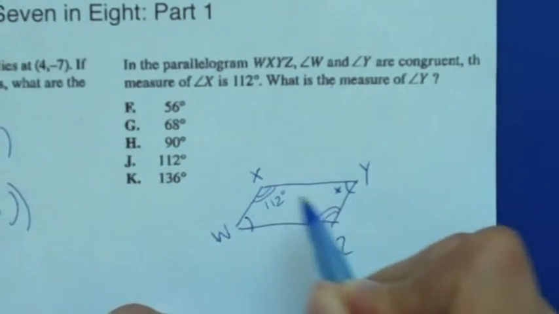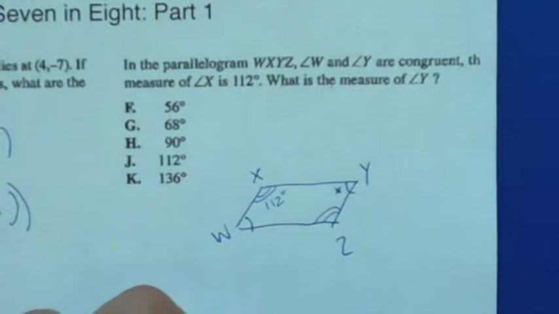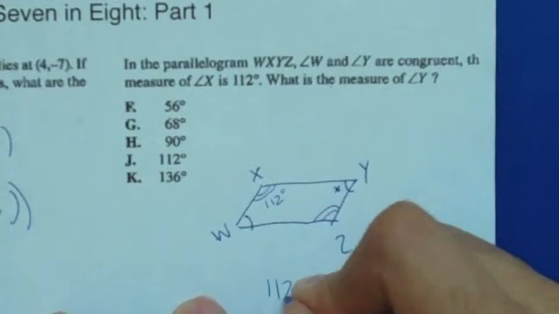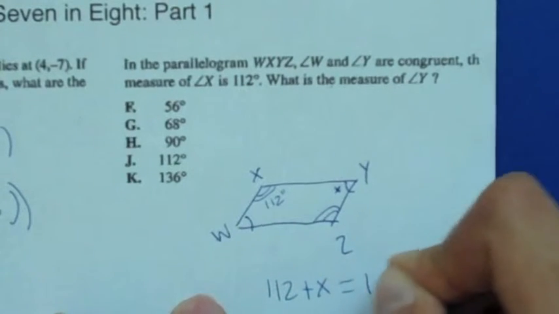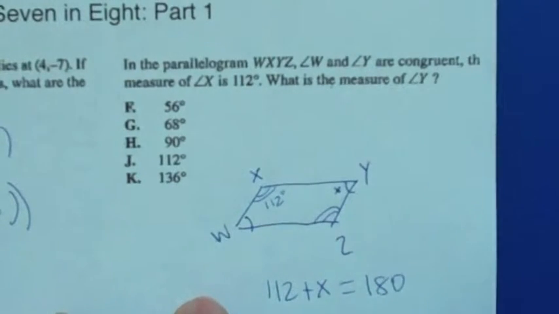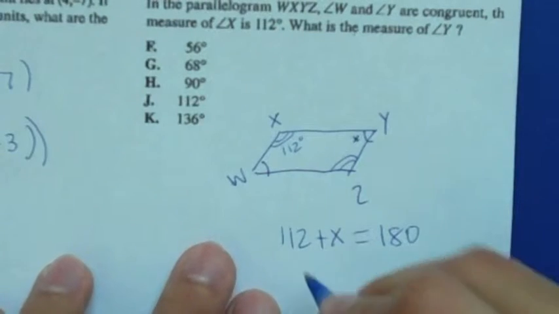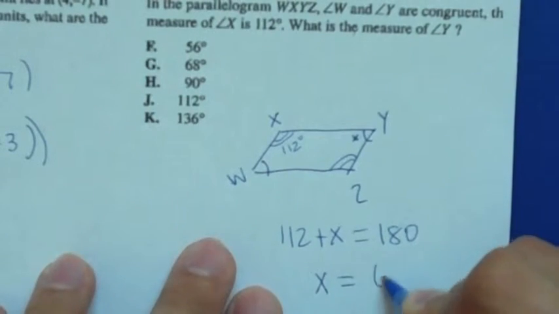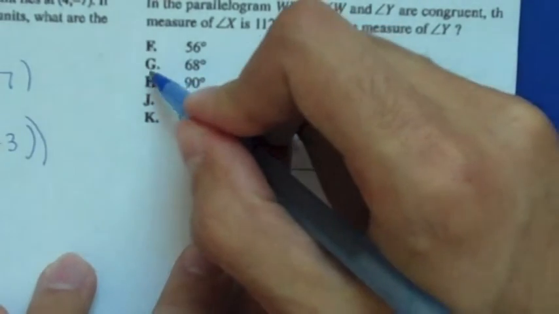consecutive angles in a parallelogram, that is angles that are next to each other, are supplementary. So they have to add up to 180. So I would just do a quick 112 plus x equals 180. And if you solve that, you're going to end up with x equals 68 degrees, which is going to be choice G.